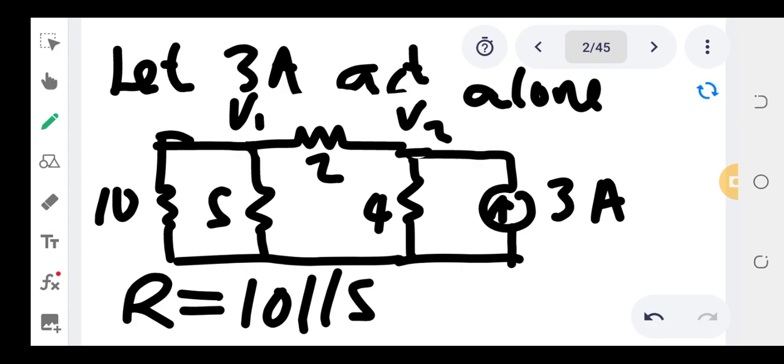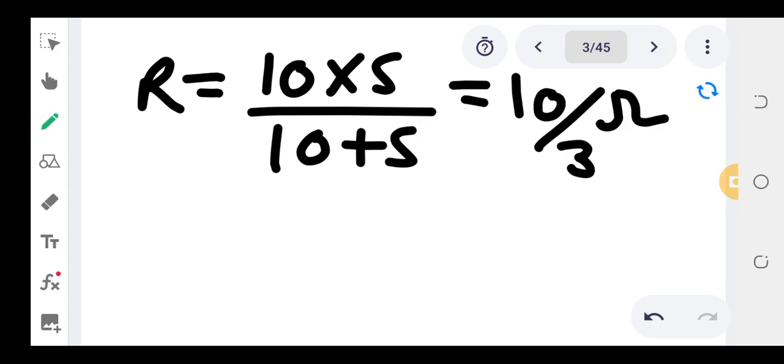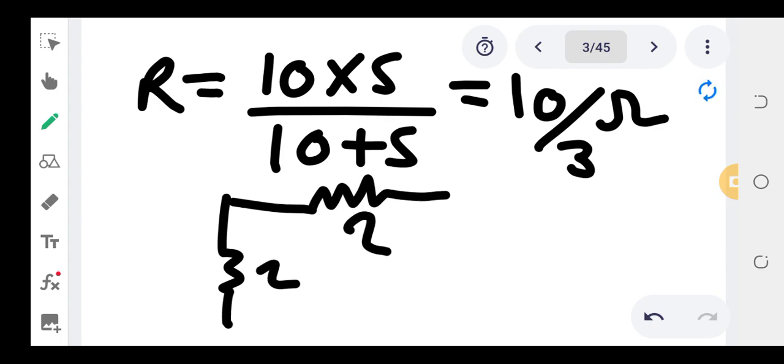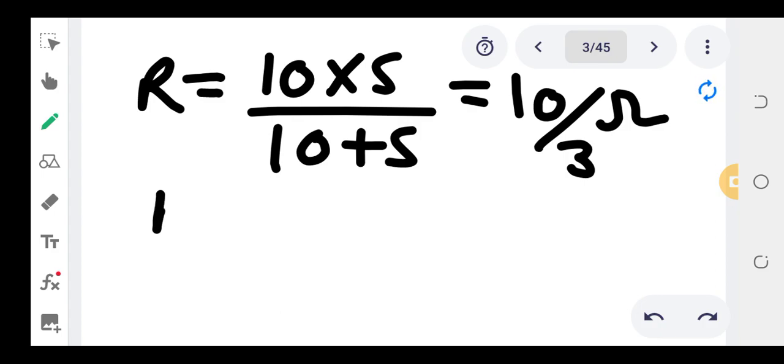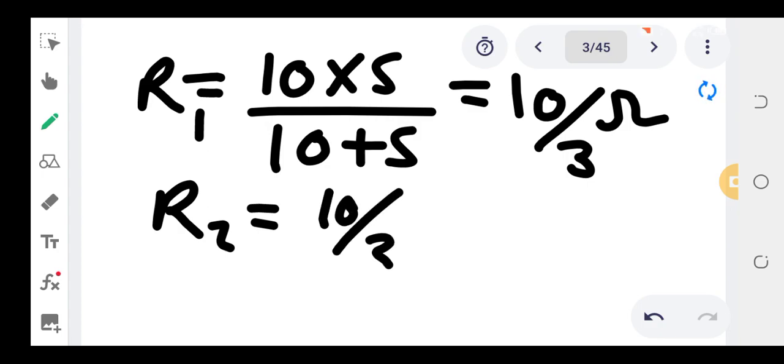Having combined this, we come up with this combined resistance of 10 over 3 ohms in series with the 2 ohm resistor. So we can add the 2 ohm resistor after combining the 5 and the 10. I'll name this R2, which is equal to 10 over 3 plus 2. So what we are getting is 16 over 3.